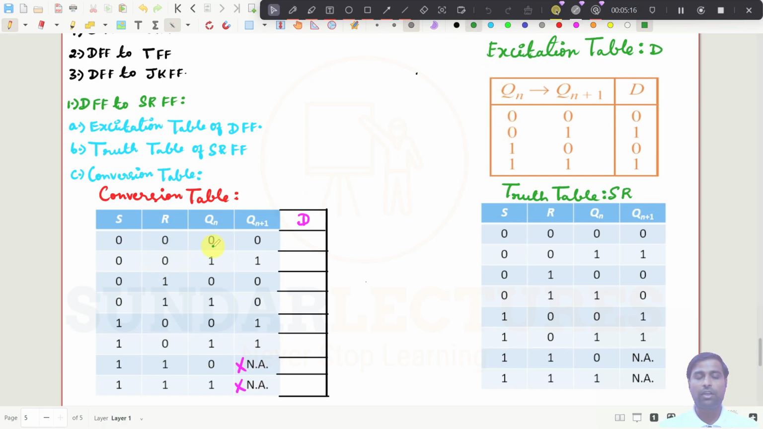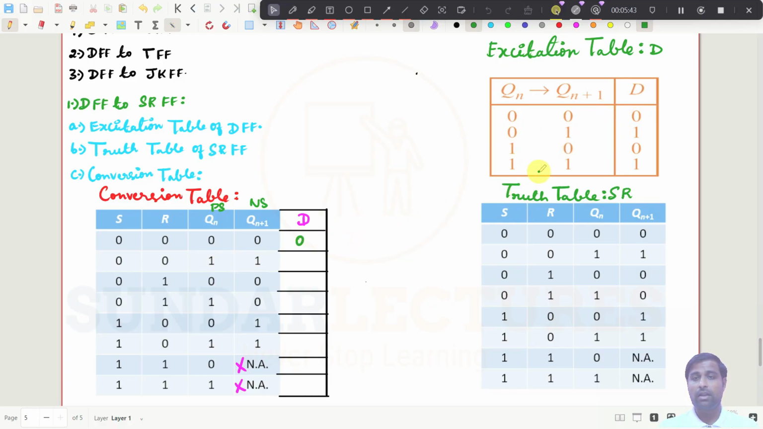And now what we need to do is derive the expression for 0, 0. That means if the present state is 0, and I would have written this as present state and then next state in my previous slide, so don't confuse yourself here. Whenever I put Qn, that is the present state, and whenever I put Qn plus 1, it is the next state. So if it is 0, 0, then the D input should be 0.